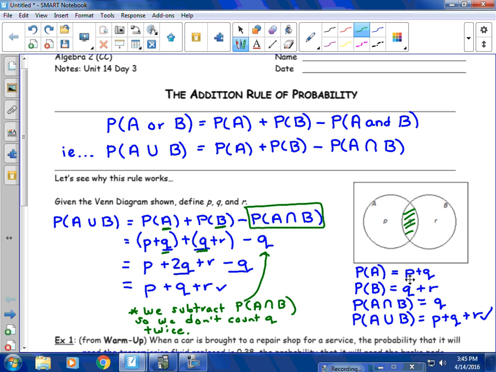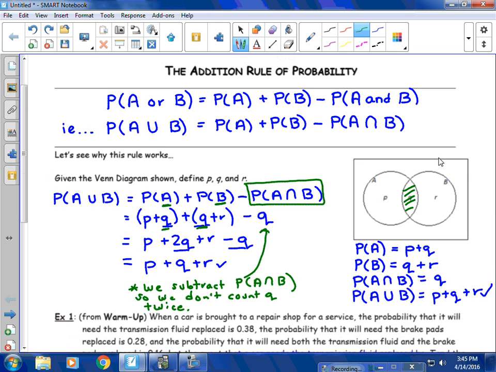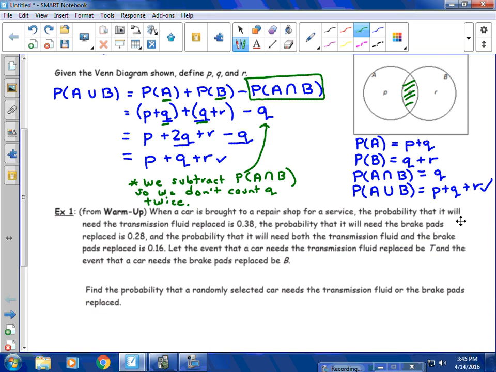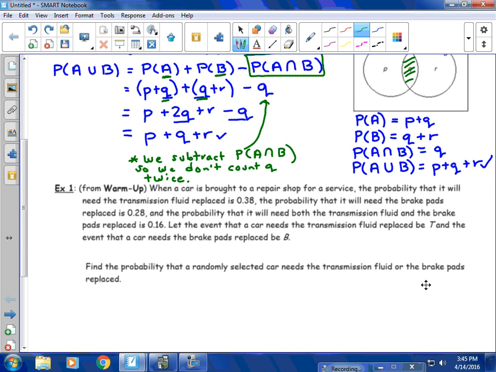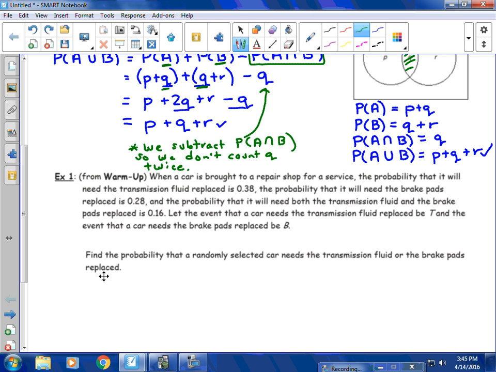All right, so now let's go back to that warm-up question for a second. That warm-up question that we did a second ago with the cars and the transmission fluid. When a car is brought to a repair shop for service, the probability that it will need the transmission fluid replaced is 0.38. The probability that it will need the brake pads replaced is 0.28. And the probability that it will need both the transmission fluid and the brake pads replaced is 0.16.